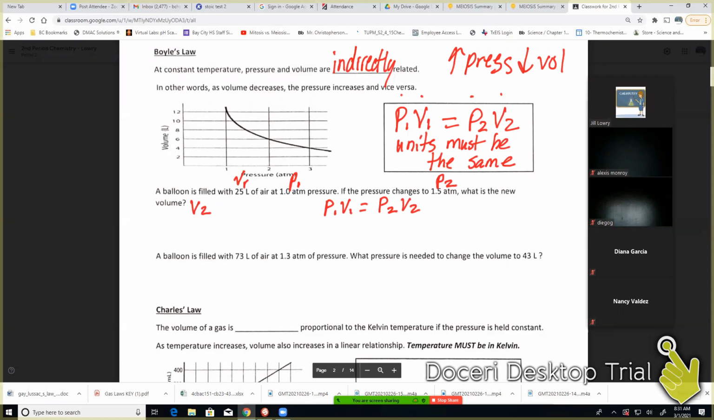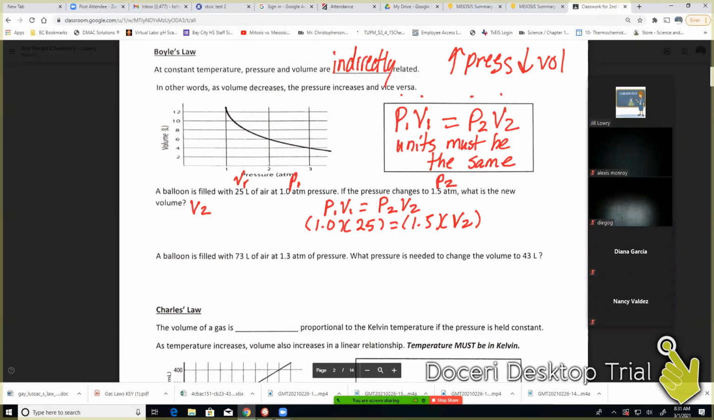And what? You can go look in that first black box and see if you can find one. So my pressure 1 is 1. My volume 1 is 25. My pressure 2 is 1.5. And my V2 is my unknown, or my X. That's what I'm trying to figure out.